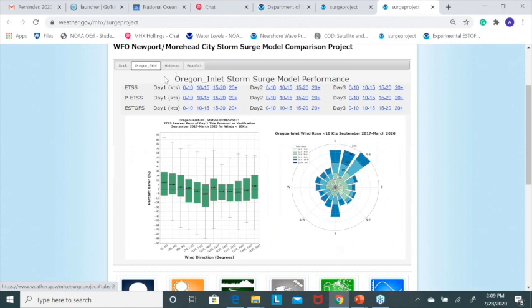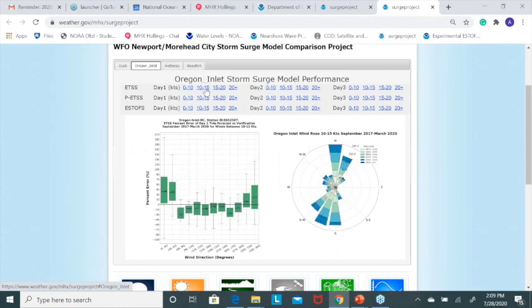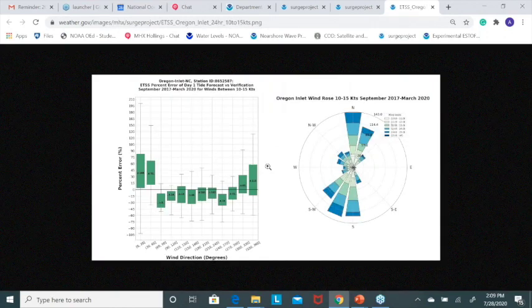So we have all four locations here. Let's say it's a day one forecast, and let's take a look at 10 to 15 knots. On the right, you have your wind rows for whenever the observations of winds were between 10 to 15 knots, it's going to show your frequency of wind speed and wind direction. And on the left here, in more detail, you can see, okay, if we think the winds are out of the south, let's look between 150 degrees and 210 degrees.